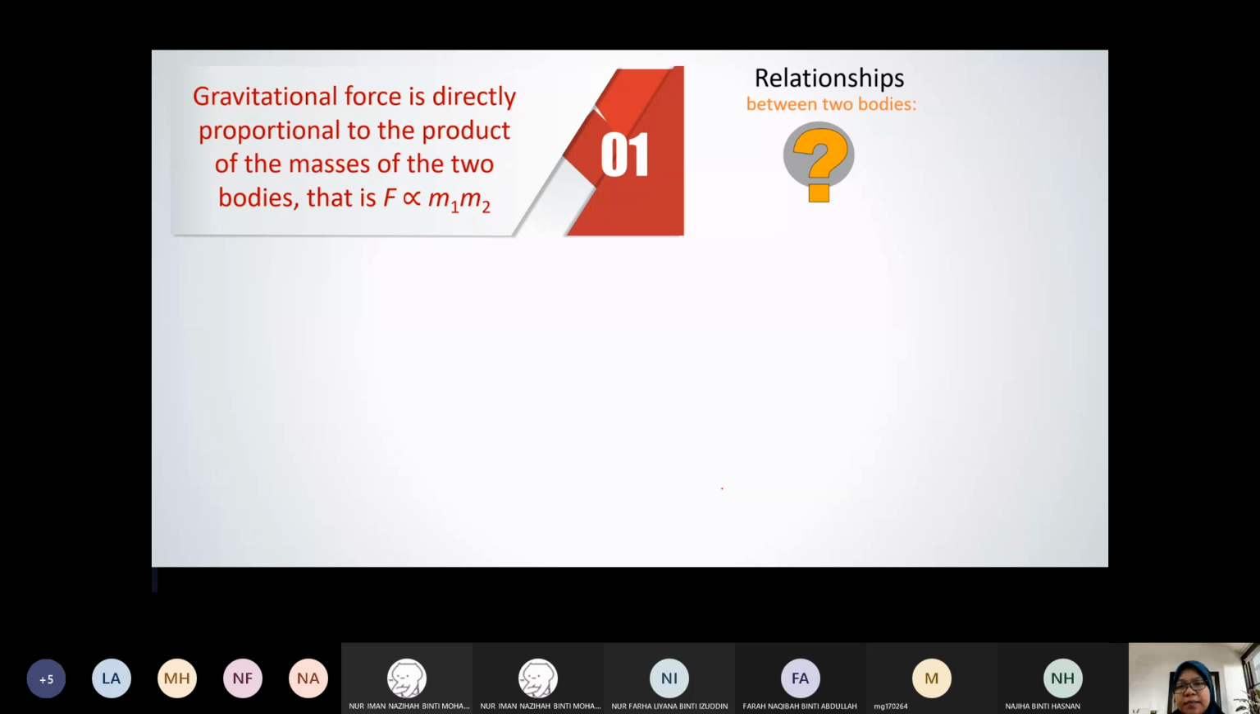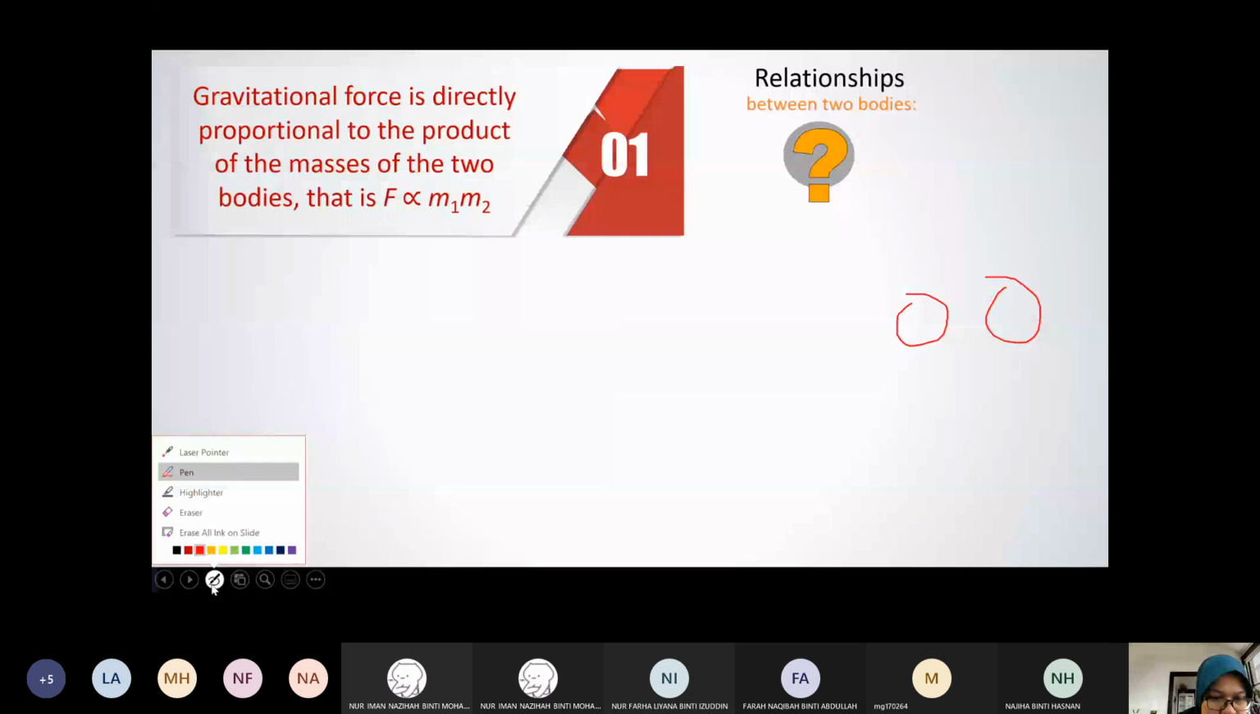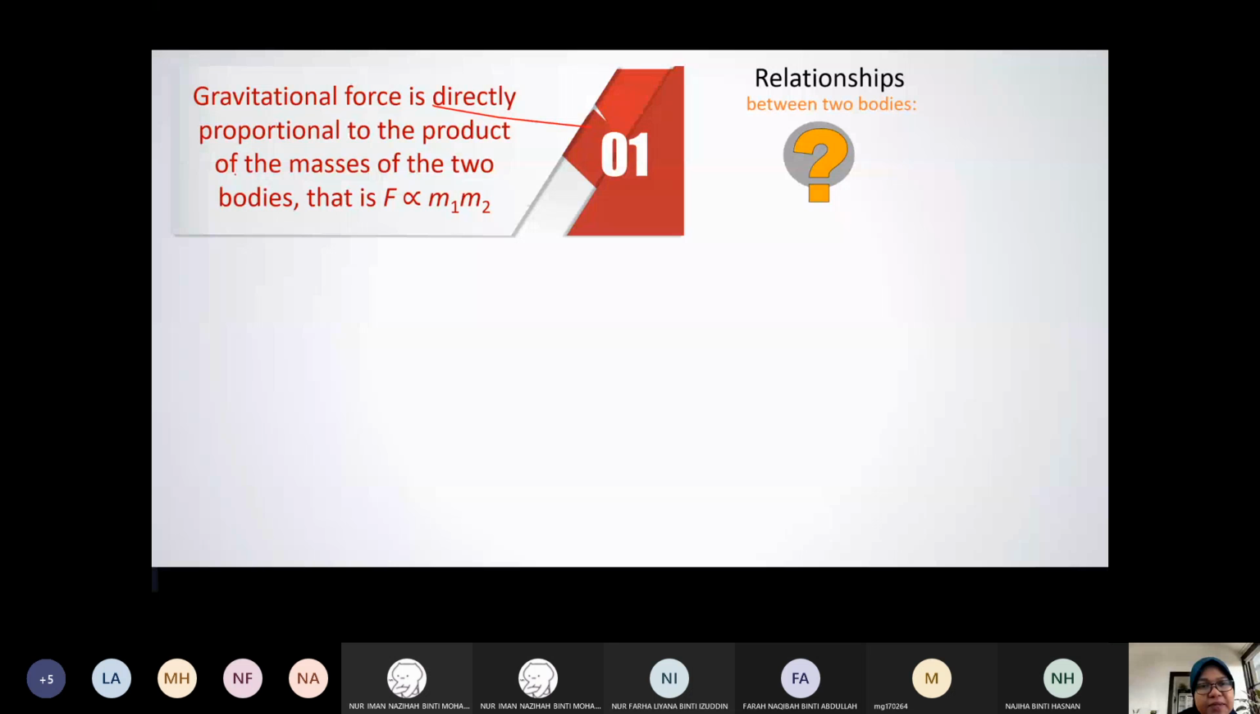Okay. Kita ada dua body. So apa hubungan dia? Okay, first, the gravitational force is directly proportional to the product of the masses. Okay, what is product? Produk darab, hasil darab. So kita ada M1, ada M2. M1 times M2, M1 darab dengan M2 is directly proportional to the force.